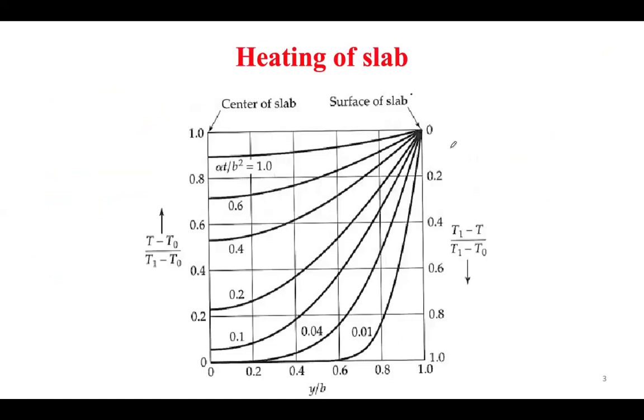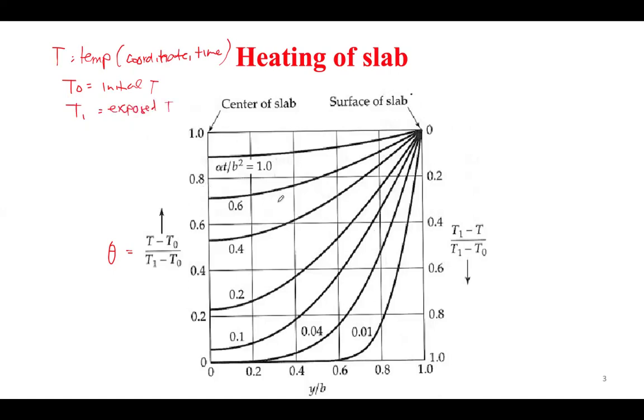Now here is the solution for heating a slab. So this is what it shows. So this graph, how to read this one. This is the dimensionless temperature, your T minus T0 divided by T1 minus T0. So T is the temperature you're looking for, which is a function of coordinate and time, okay? And T0 is your initial temperature, okay? And T1 is your exposed temperature, okay?